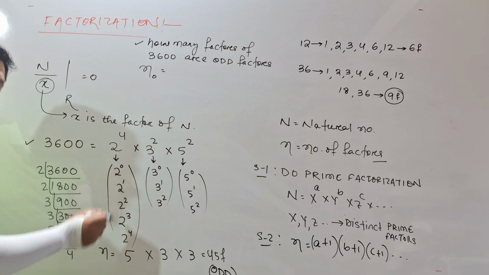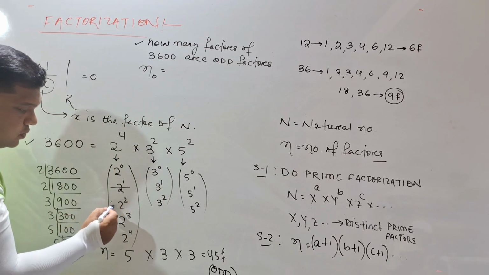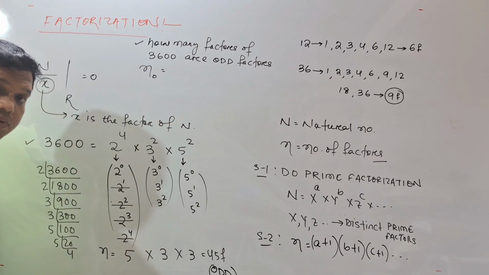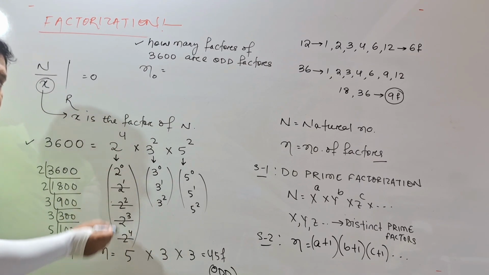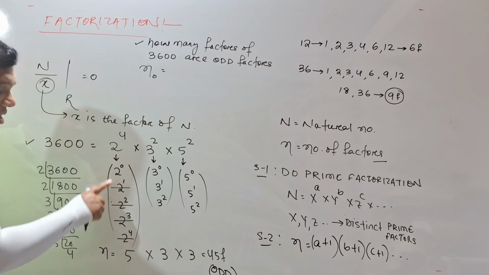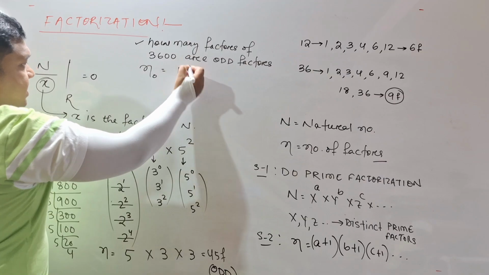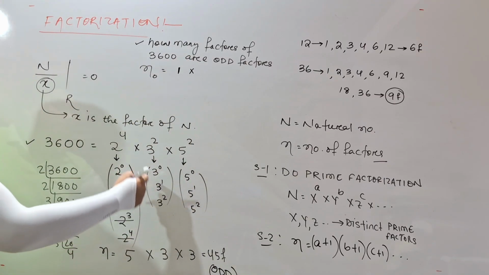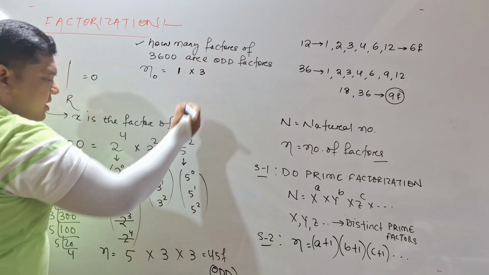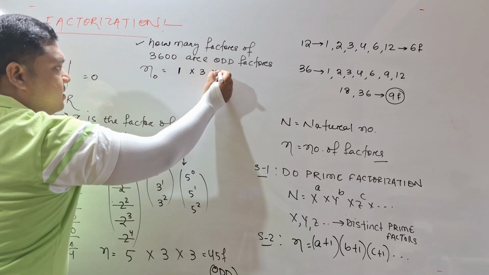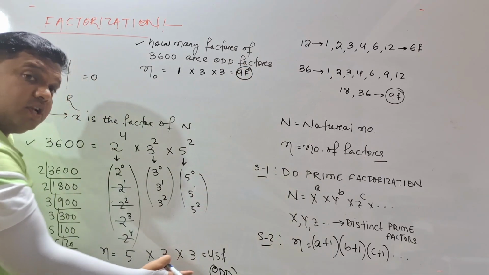So look at the first bracket. From the first bracket I just eliminate 2 to the power 1, 2 square, 2 cube and 2 to the power 4. 2 to the power 0 is 1. I just eliminate these 4 elements. Now in the first bracket how many elements are there? Only 1. In the second bracket, odd into odd. So here I will get 3 elements and here I will get 3 elements. So this is equal to how much? 9. So total number of factors is 45.